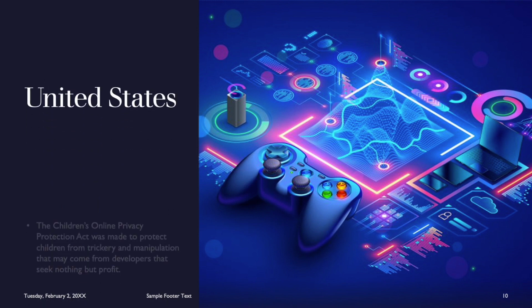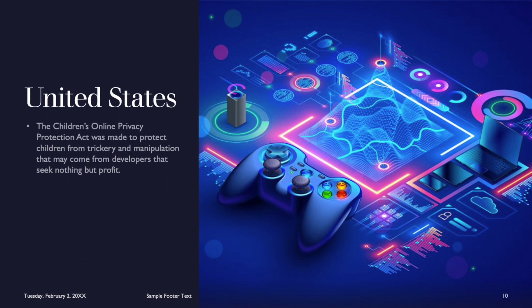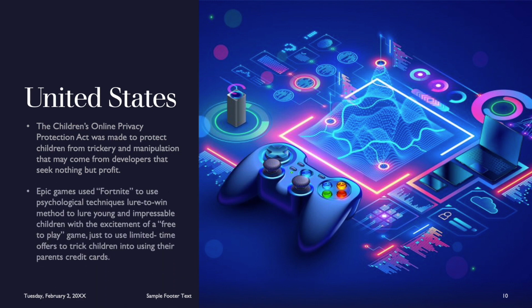In the United States, the Children's Online Privacy Protection Act was made to protect children from trickery and manipulation from developers that seek nothing but profit. An example of the United States stepping in is against Epic Games, who is accused of stealing children's data, exposing them to adult predators, and participating in deceptive billing practices. Epic Games used Fortnite and psychological techniques, the lure-to-win method, to lure young and impressionable children with the excitement of a free-to-play game, just to use limited time offers to trick children into using their parents' credit cards.